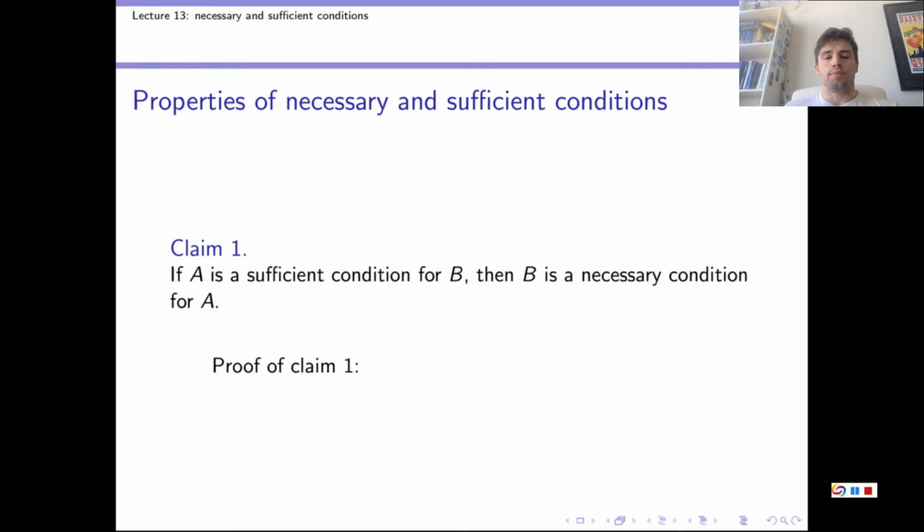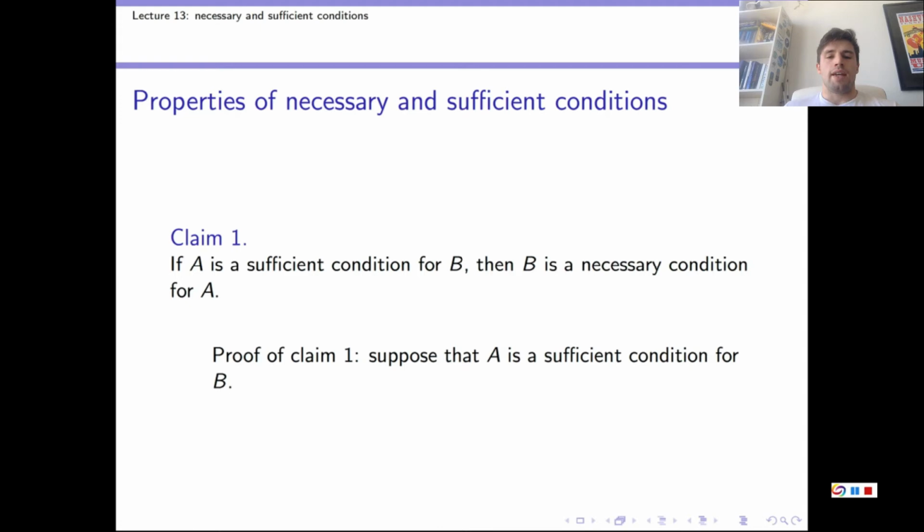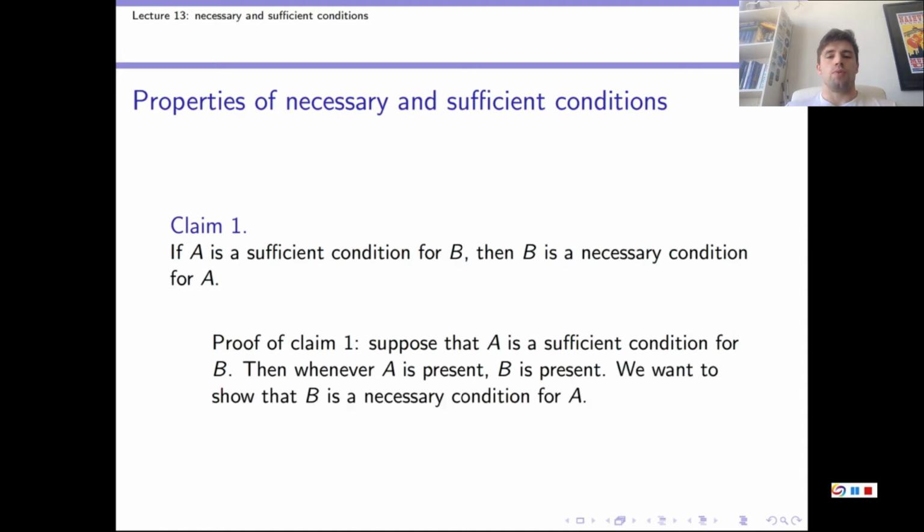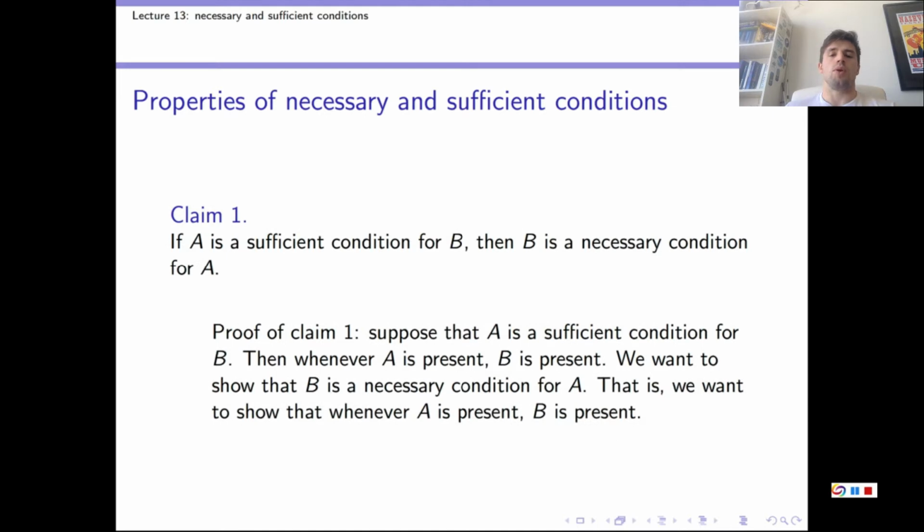So to prove claim 1, we suppose that the antecedent is true. We suppose that A is a sufficient condition for B. By the definition of sufficient condition, that just means that whenever A is present, B is present. Now we look at what we want to show, and what we want to show is that the consequent of the statement of claim 1 is true. We want to show that B is a necessary condition for A. By the definition of necessary condition, that means we want to show that whenever A is present, B is present.